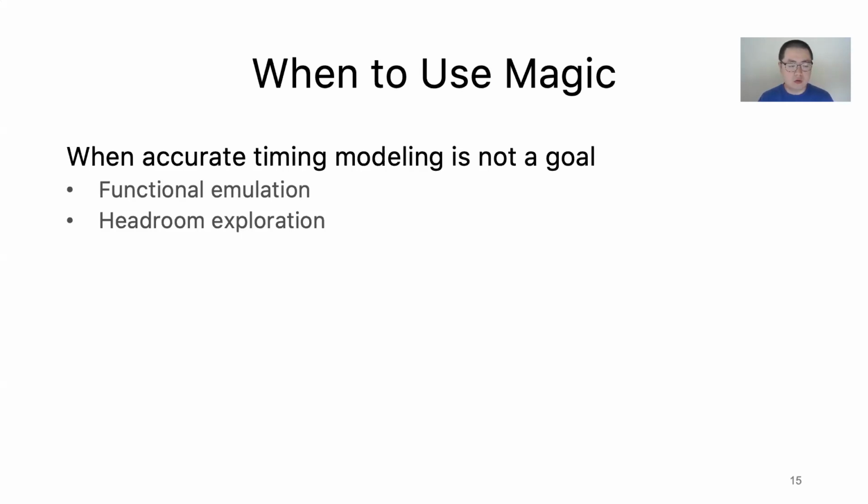The rule is that an accurate timing model is not a goal of your simulation. For example, we support functional emulation. Functional emulation will report timing that is not accurate, but it is a general estimation. In functional emulation, we only care about the instruction emulation producing a correct result, and we do not really care about the timing model.